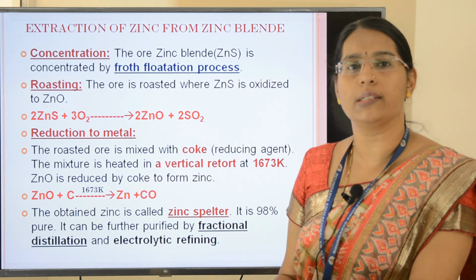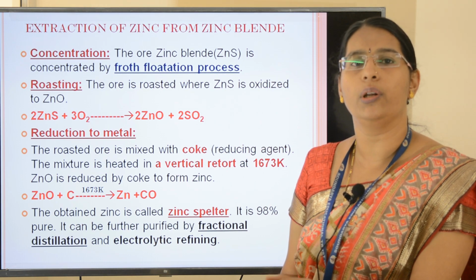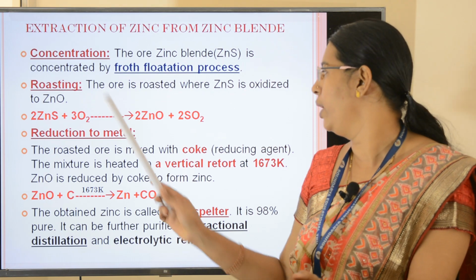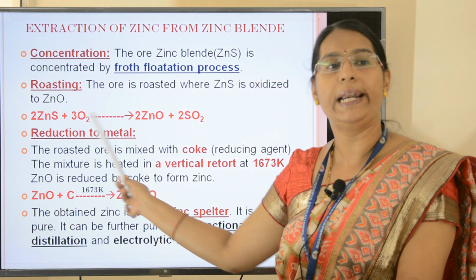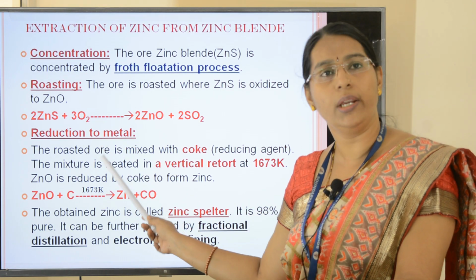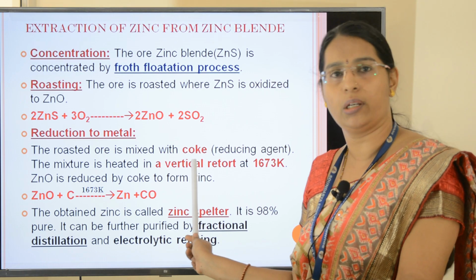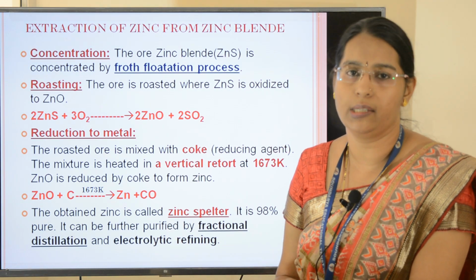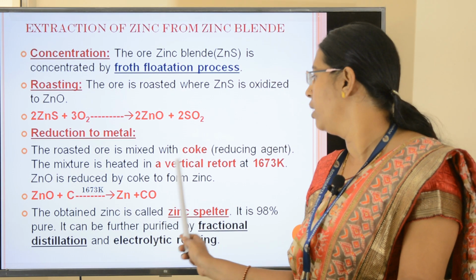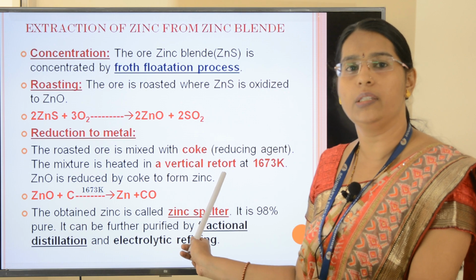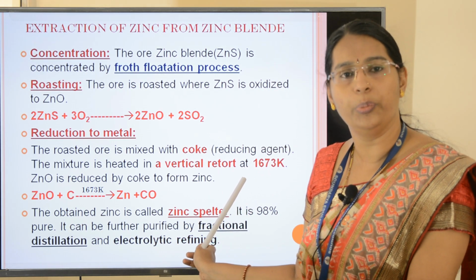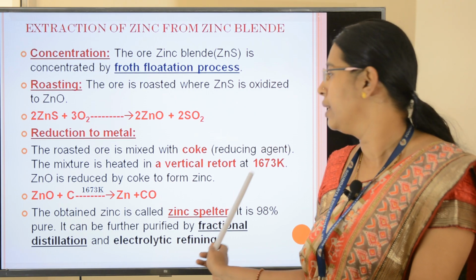After roasting, the next step is conversion of the roasted ore into its metallic form, known as reduction of the metal oxide into metal. Here the roasted ore is mixed with coke, which acts as the reducing agent, and then it is taken in a container known as a vertical retort, which is used as a furnace here, and then it is heated to a high temperature of 1673 Kelvin.